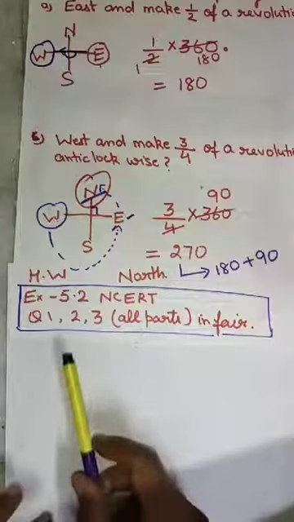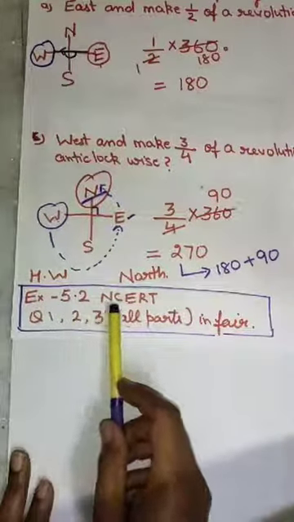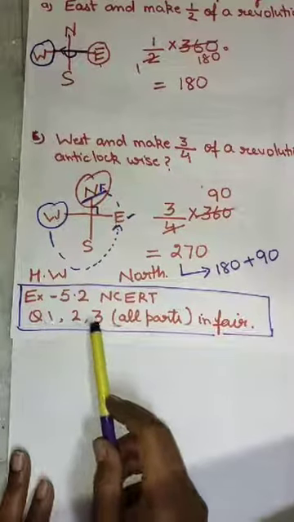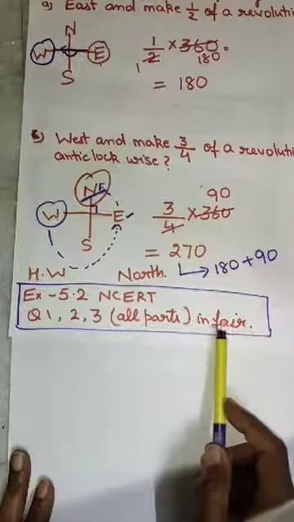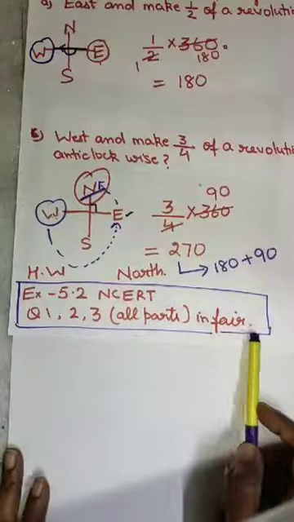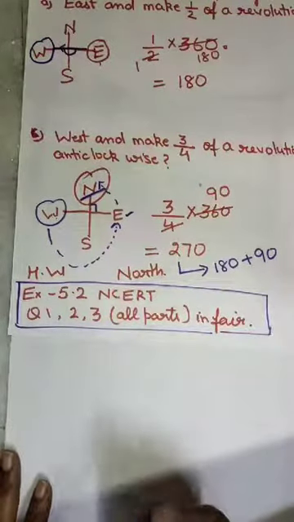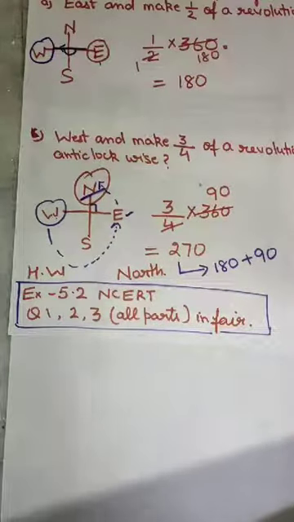Now your homework is you have to do exercise 5.2 of your NCERT book, question number 1, 2 and 3 that I have explained you today. All the parts in fair notebook, and in all the questions in all the parts you have to make a clock or direction clock, whatever is needed. Now it's time for homework solution. Yesterday's homework solution.